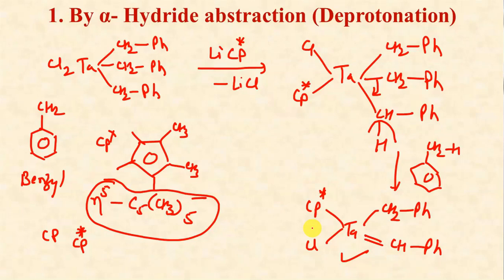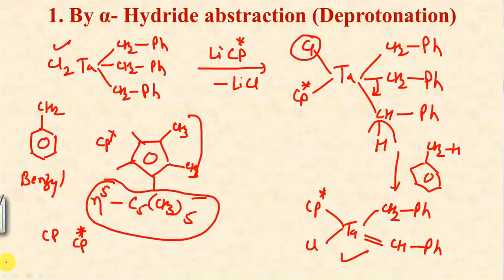So all these examples which we have discussed involve alpha hydride abstraction or deprotonation. In this case we have removed one of the Cl. The question is why this second Cl is not lost. Because if this second Cl is lost, then the steric repulsions for this Cp star will be very high. The presence of these two Cp star substituents will cause more steric repulsion and will destabilize the molecule. So that is not favored in this case.